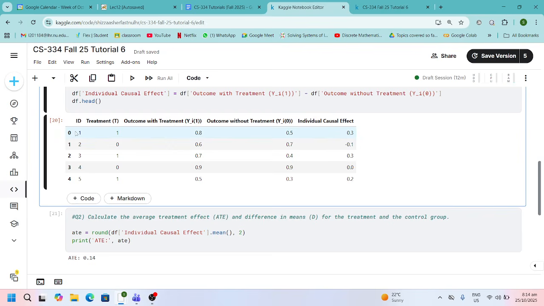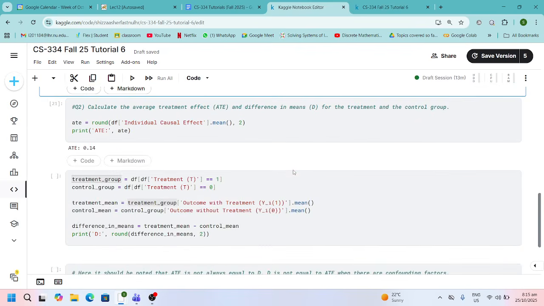I will select all the individuals that were given the treatment and find the average of their outcome with the treatment, because this can be measured. Similarly, I will filter out all the individuals that were not given the treatment, and I already have the value of their outcome without treatment. So I will take their average. When I subtract the second average from the first, I will get my difference in means. So let's try and do that.